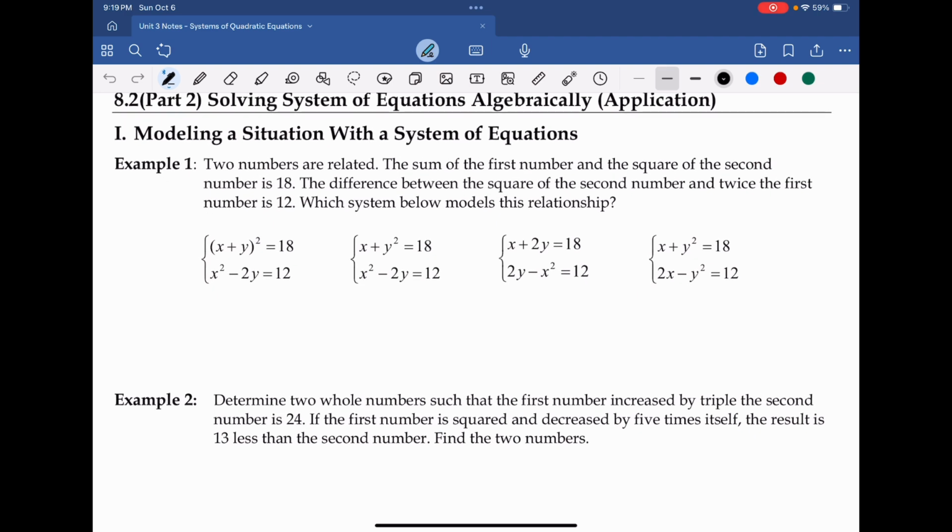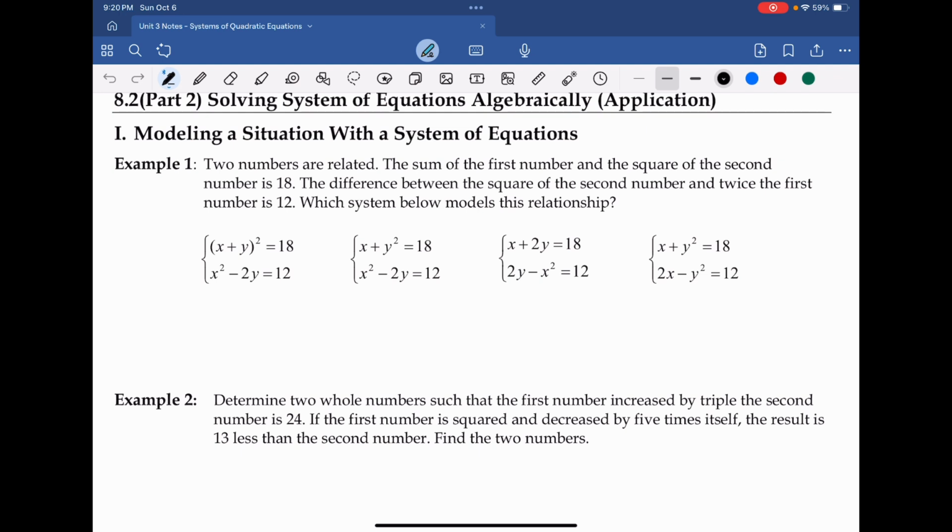Now, in example 1, let's take a quick look at the following. Two numbers are related. The sum of the first number and the square of the second is 18. The difference between the square of the second number and twice the first number is 12. Which of the systems below model this relationship? Now, what we've got to be thinking about is the following.